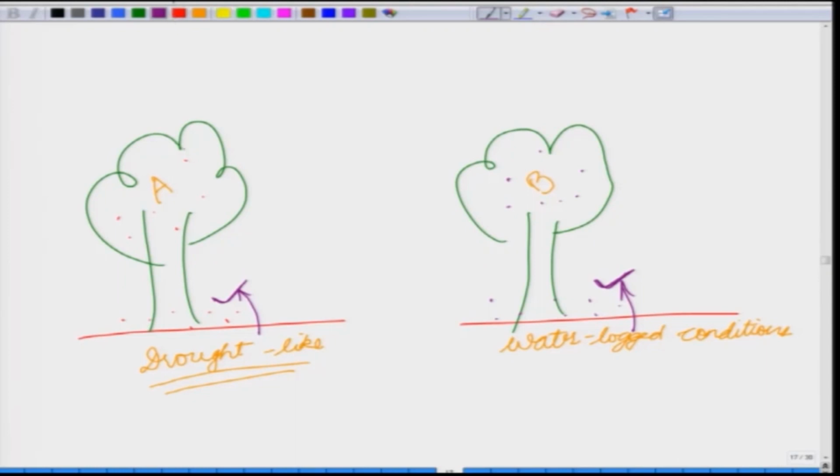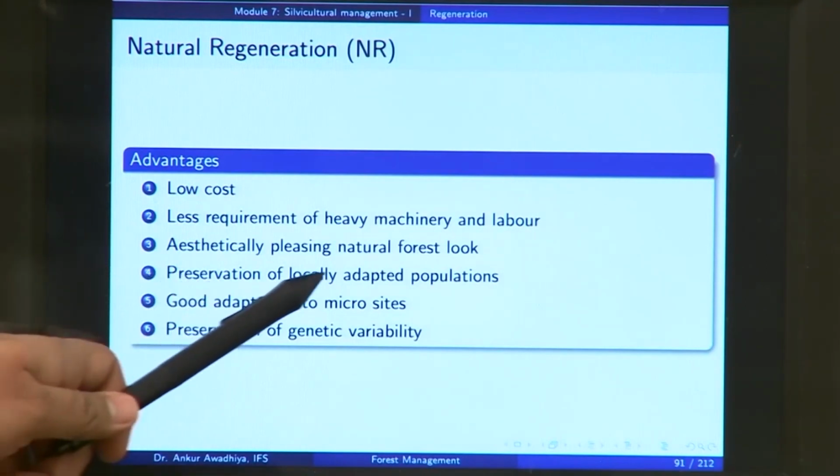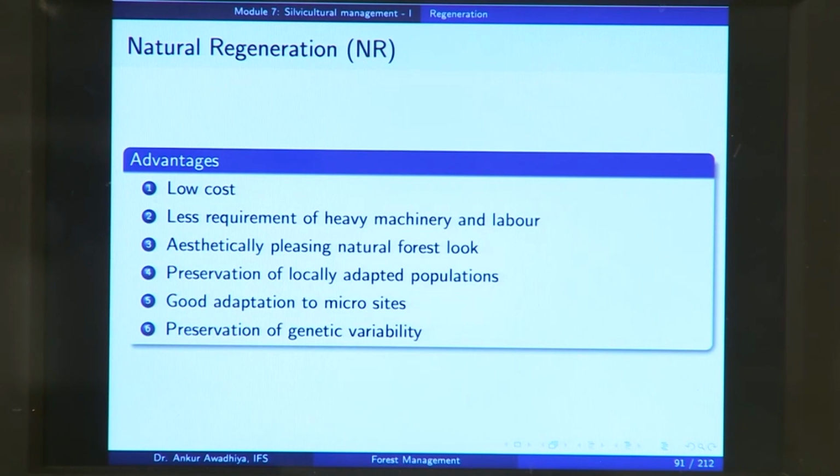So, for instance, if you went for an artificial regeneration and you took these seeds from A and planted them here in the B site, then because these seeds, the red seeds, are able to tolerate drought, but they are unable to tolerate the waterlogged situations, your regeneration would not have occurred. But in the case of natural regeneration, the preservation of locally adapted populations ensures that the level of survival is better. So, there is also a good adaptation to microsites, and there is also a preservation of genetic variability.